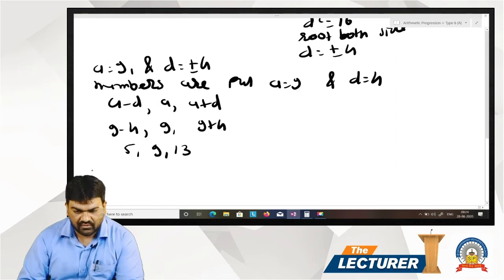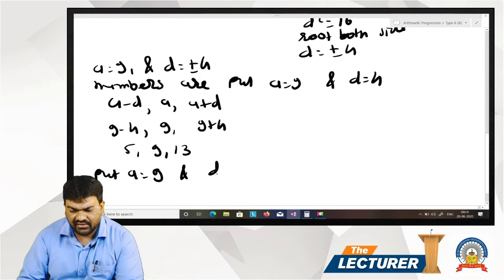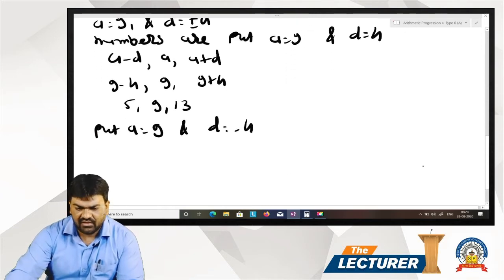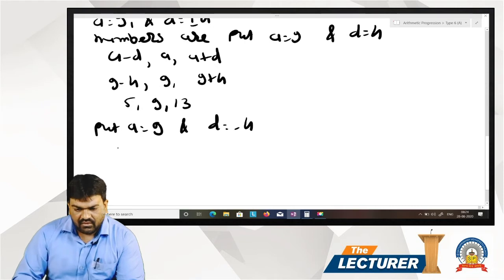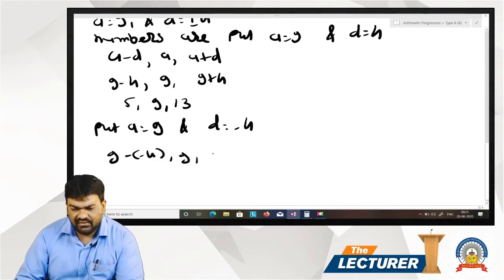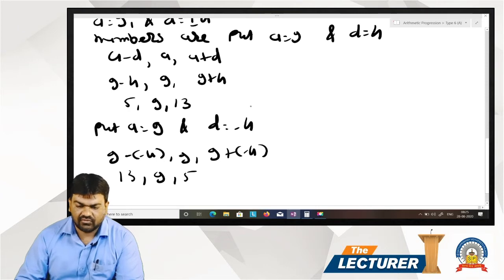Or put A is equal to 9 and D is equal to minus 4, because minus 4 is also possible. Now 9 minus minus 4, 9, 9 plus minus 4: plus minus minus plus 9 plus 4, that is 13, 9, and 9 plus minus minus 9 minus 4, that is 5. So these are our numbers.